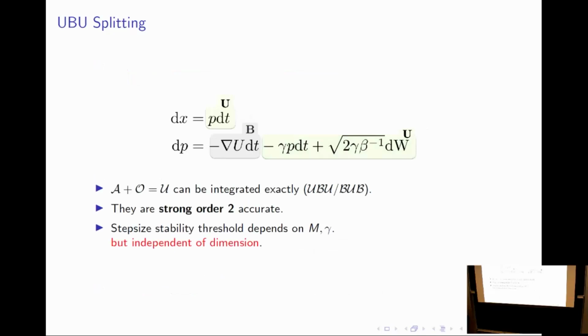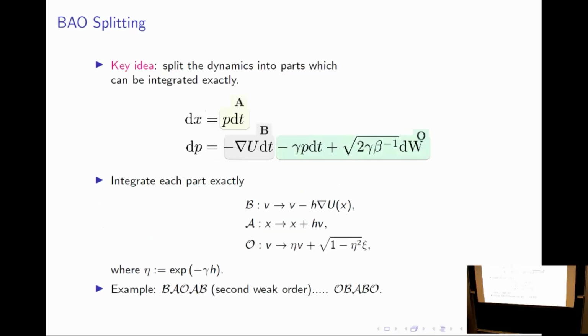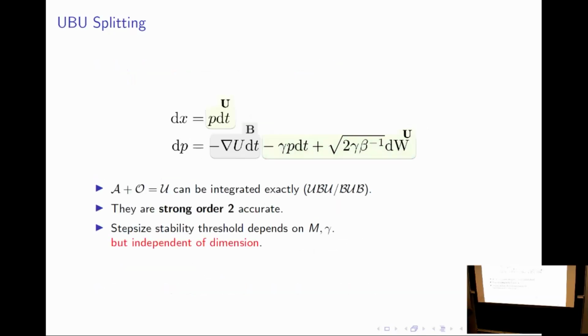What we are going to consider is an alternative splitting scheme, which rather than considering BAO, is the UBU splitting. So it's very similar to what I showed you in the previous slide, except the only difference is that we actually combine the A and the O. So the B remains the same in the BUB splitting, but what we now do is combine A and O to denote this by U, where this can be integrated exactly.